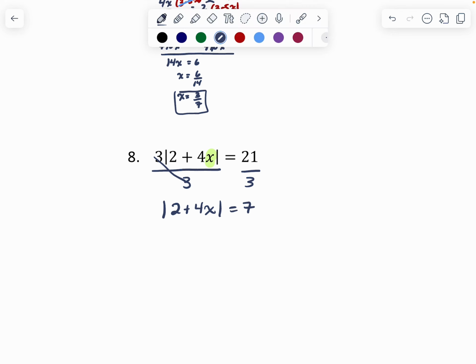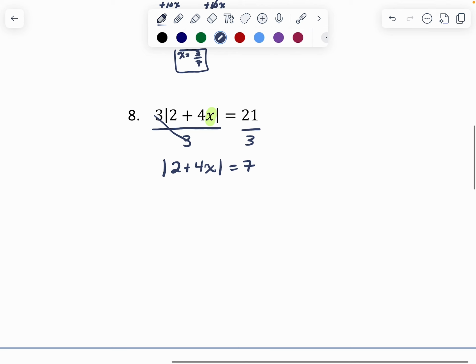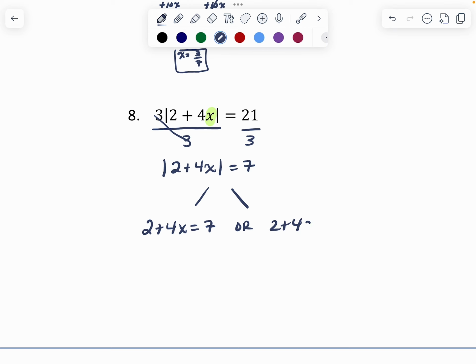Okay. Next one, remember absolute value is just the distance from 0. So remember you have a distance to the right and a distance to the left. So you want to think of it that way. So you get a positive and a negative there, right? So this is going to turn into 2 equations here. So you're going to get 2 plus 4x equals 7. It's in the positive direction. Or 2 plus 4x equals negative 7.